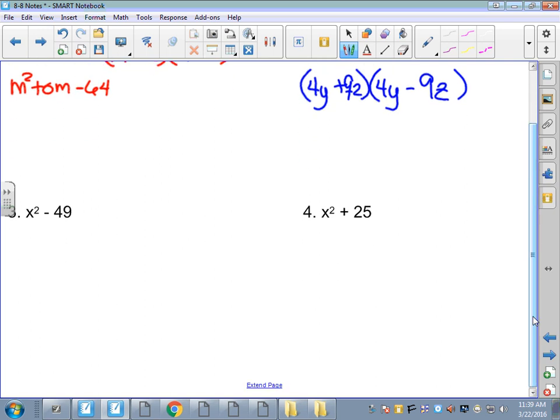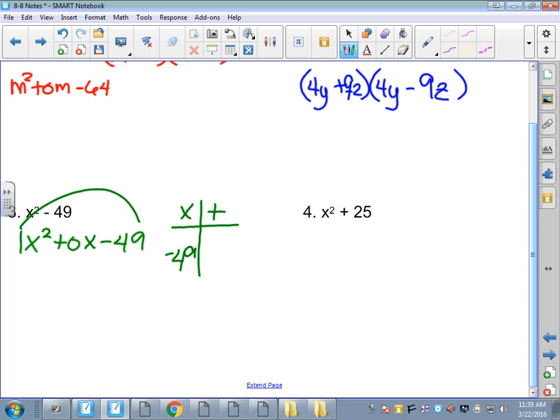When you get into number 3 here, let's do a product sum table. So if you're going to do a product sum table, they only work with trinomials. So I'm going to rewrite it as a trinomial. What multiplies to give me negative 49 and what adds to give me 0?